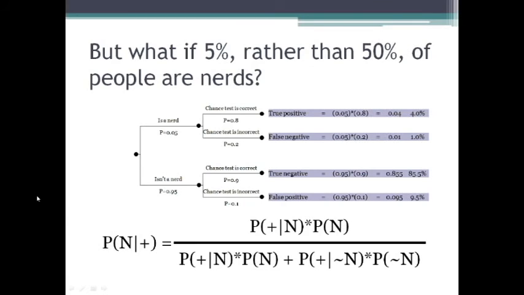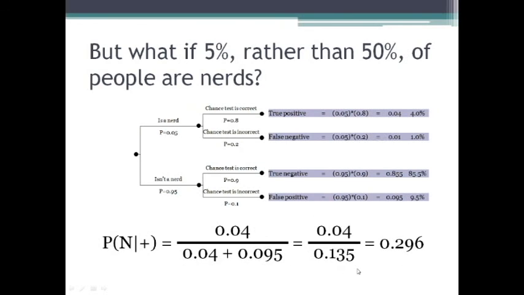And here's the new result. Note, now we can substitute it in for our results. So we'll go to 0.04 here, and 0.095 there, and we get a measly 29.6% chance. If I walk up to anyone in my party, there's a less than 30% chance that they will actually be a nerd. Even though I had a nerd test, even though that test seemed pretty accurate. But because being a nerd now is so rare that my false positives will overwhelm my true positives.